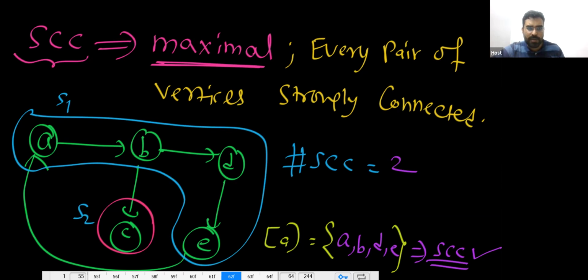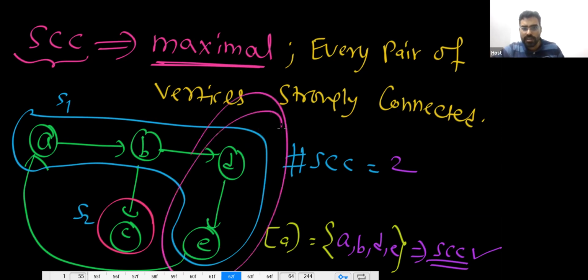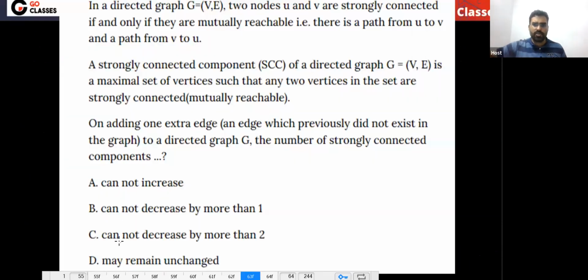Remember one more thing, please remember this DE is not a strongly connected component, because this is not maximal. This component is not strongly connected. Let's see the next question, and this is a very interesting question.